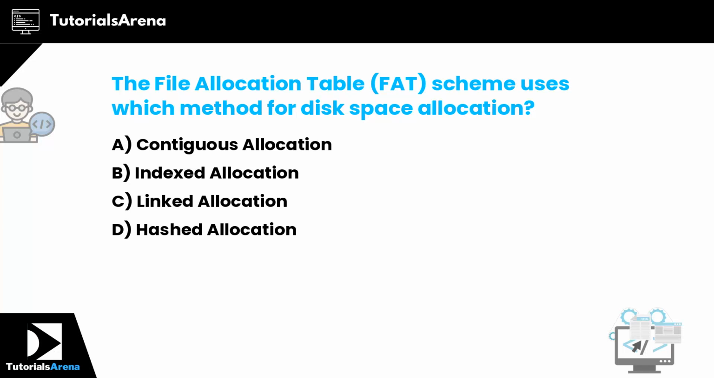The file allocation table, FAT, scheme uses which method for disk space allocation? The correct answer is option C, linked allocation.